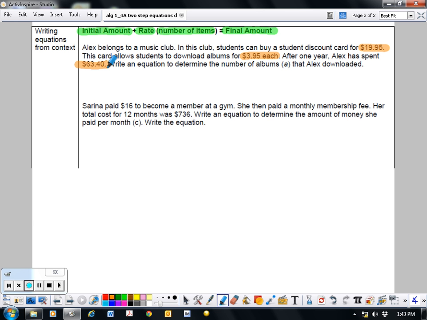We're going to use A for albums. That's why we always have different letters, because it usually comes from some sort of story problem that Alex downloaded. So we're going to start with our initial amount. So the discount card cost what? We started off with a flat fee for something. So that was $19.95. That's my initial amount.